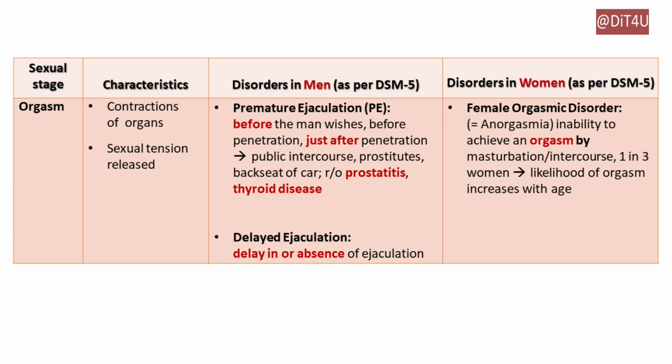In women, female orgasmic disorder, also called anorgasmia, there is inability to achieve an orgasm by masturbation or intercourse. 1 in 3 women experience this, but the likelihood of orgasm, they say, increases with the age as the woman becomes more comfortable with the physical aspects of her anatomy.